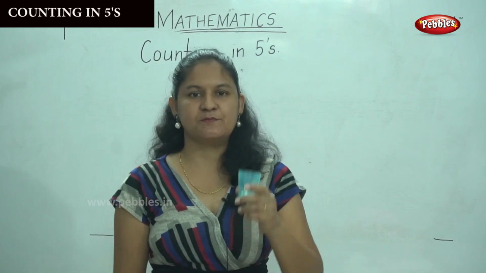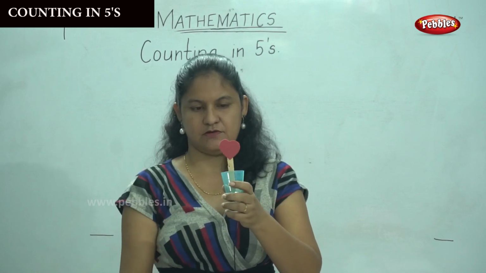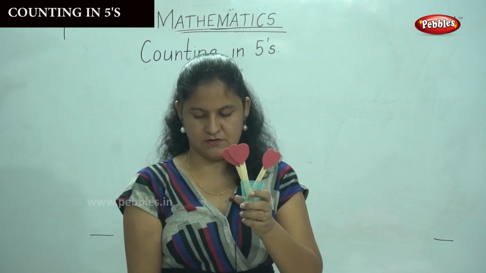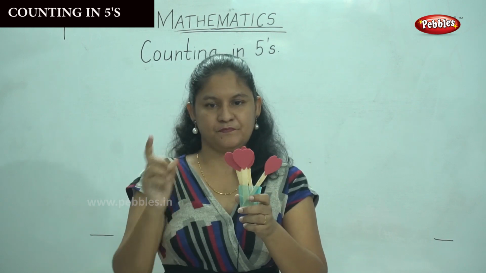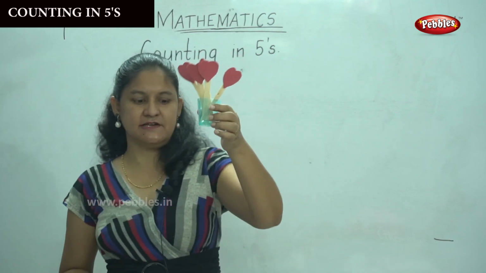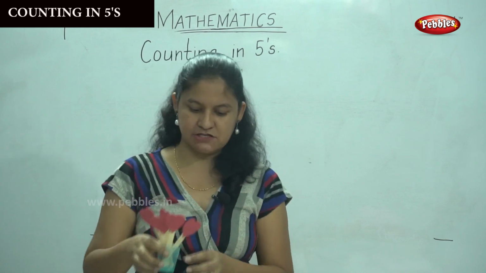In the next, I'm going to place the next color. 1, 2, 3, 4 and 5. So I have 5 ice creams. So I'm grouping these ice creams into 5 each in each cup.